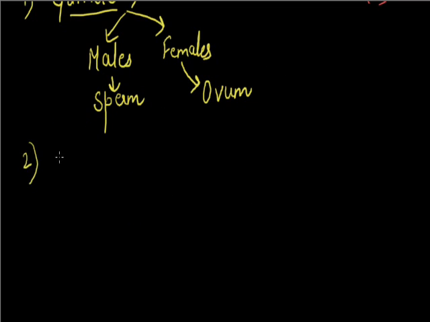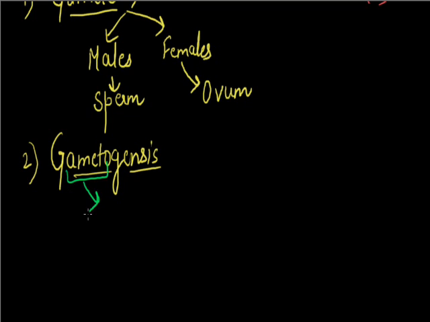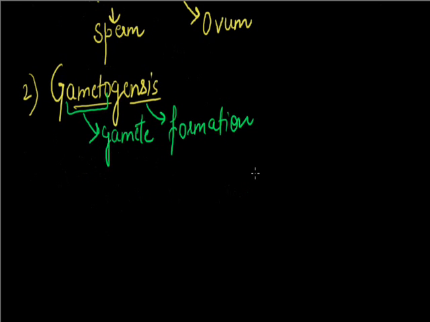The second term is gametogenesis. Gametogenesis means gamete formation. Gameto means gamete and genesis is formation. The formation of gametes, that is sperm in males and ovum in females. Gametogenesis occurs by meiosis division.